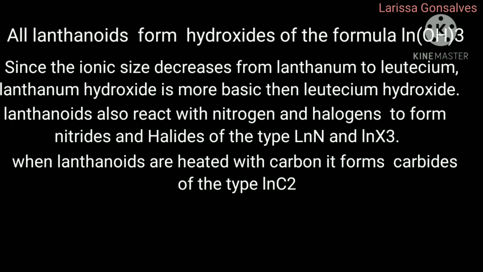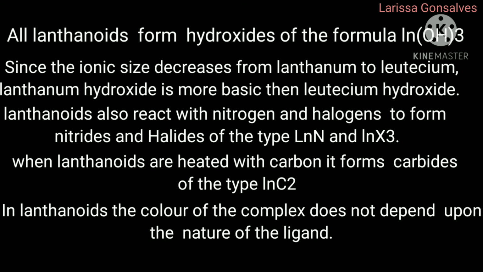In the +3 oxidation state, most of the lanthanoids are colored, like green, yellow and pink, and this is because of the transition of f orbital electrons. We studied d-d transition, because of which color emerges. Similar is the case here. In the case of transition metals, the color of the compound depends upon the nature of the ligand. However, in lanthanoids, it doesn't depend upon the ligand.